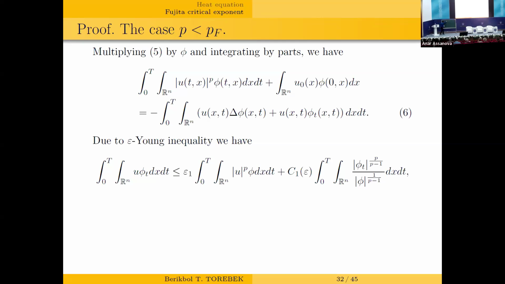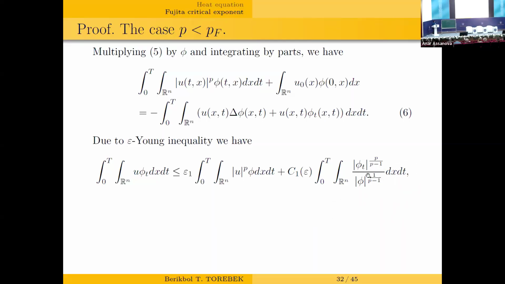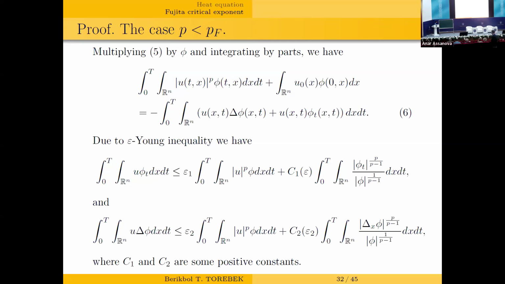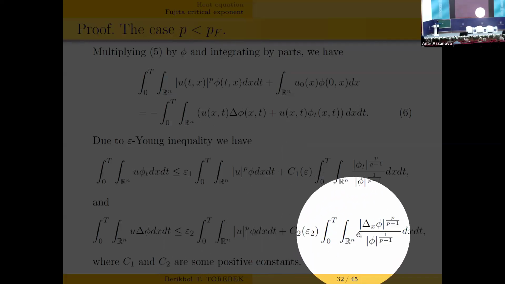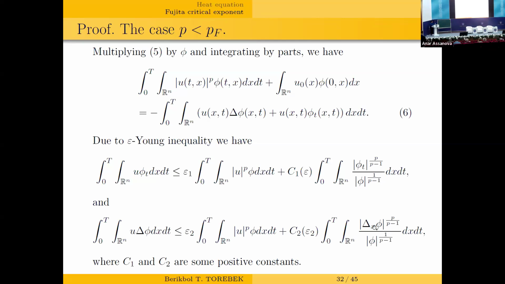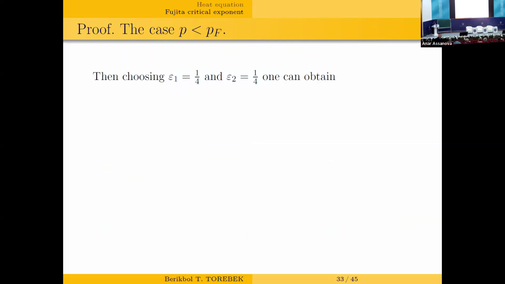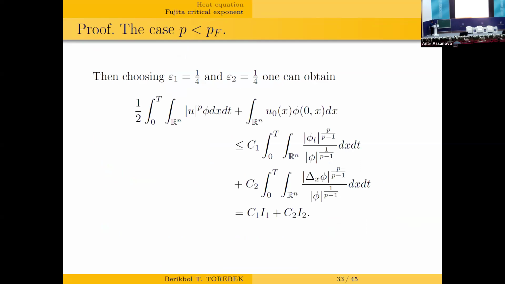And we can use the Young inequality here, and then we have this one. The first term will be u^p φ, and the second one, this one. And similarly, we can estimate the first term also. Then we have a similar inequality, but here we will have |Δφ| to the power p/(p-1), where C1 and C2 are some constants. Epsilon is also a parameter of the Young inequality. And here we can choose epsilon 1 and epsilon 2 equal to 1/4. And then we can obtain this kind of inequality instead of integral identity 6.